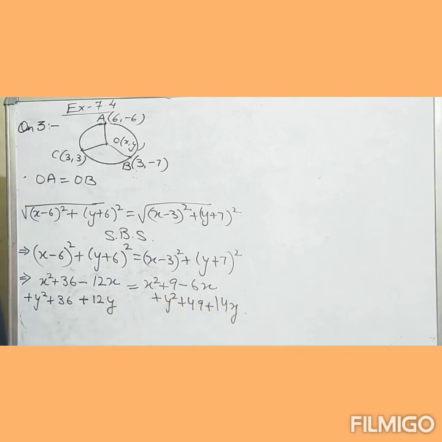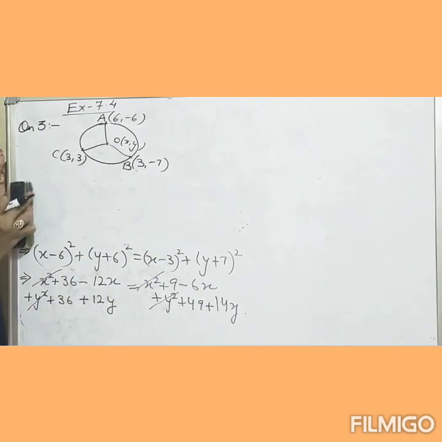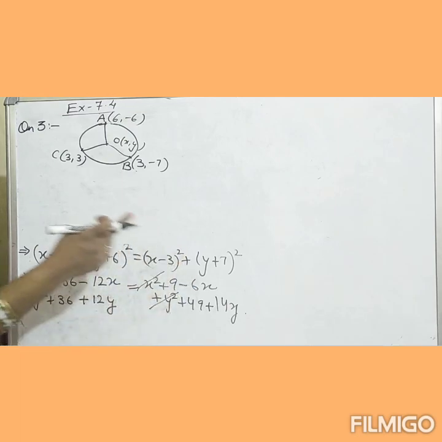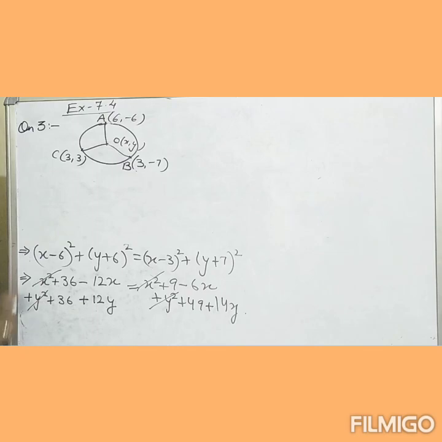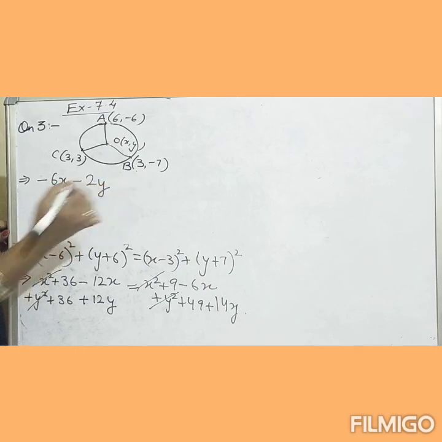Now we can see that a few of the terms cancel out each other, and what are they? This x square and x square, this y square and y square, isn't it? Anything else we can cut? No, we cannot. So now I will get minus 12x, and if 6x comes here, it will be equal to minus 6x. Okay, 12y minus 14y will be minus 2y.